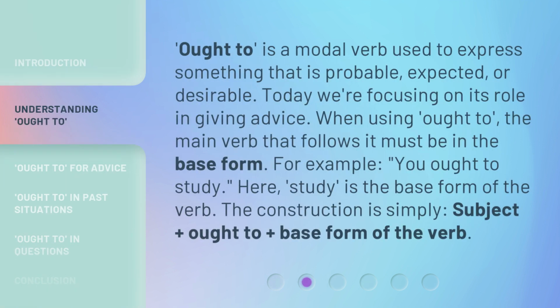Ought to is a modal verb used to express something that is probable, expected, or desirable. Today we're focusing on its role in giving advice. When using ought to, the main verb that follows it must be in the base form. For example, you ought to study. Here, study is the base form of the verb. The construction is simply subject plus ought to plus base form of the verb.